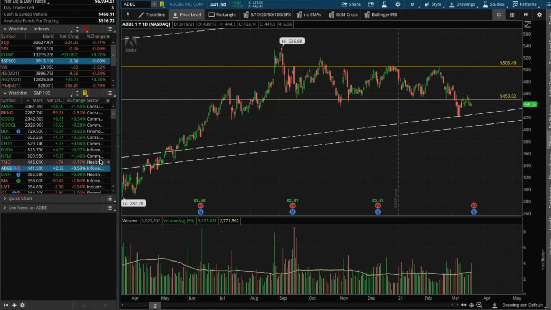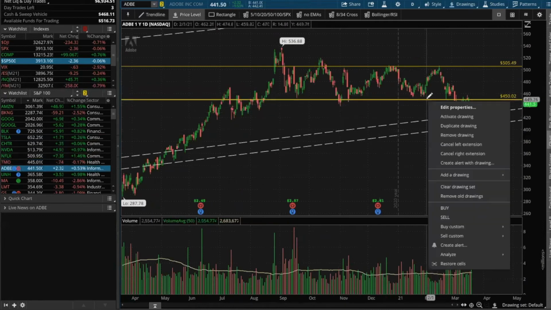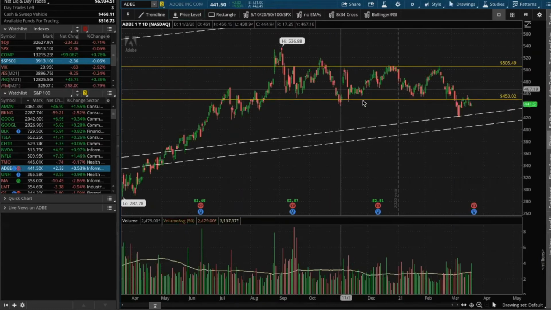Let's go to Adobe. As you can see, I already got some lines in there. Don't even know when I drew this. I drew them recently, obviously. All right, let's see here.